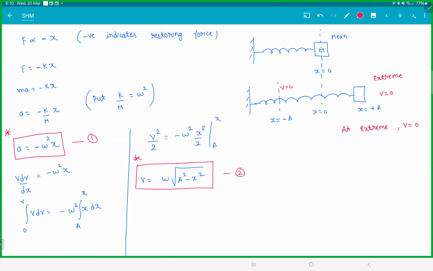Now, if I further integrate this, let me show you the next page. Any doubts on this page, please ask me.